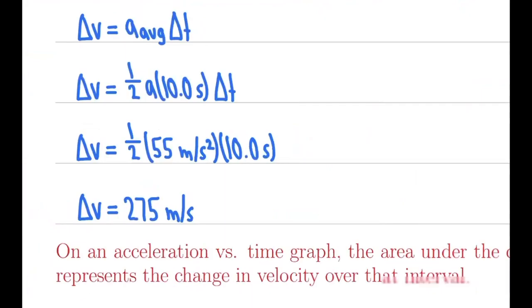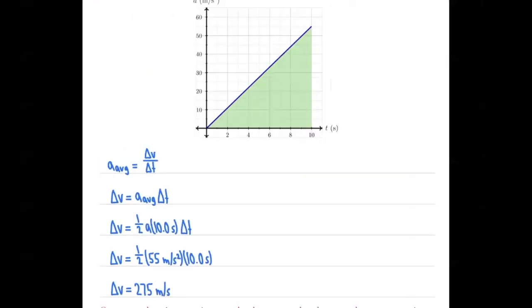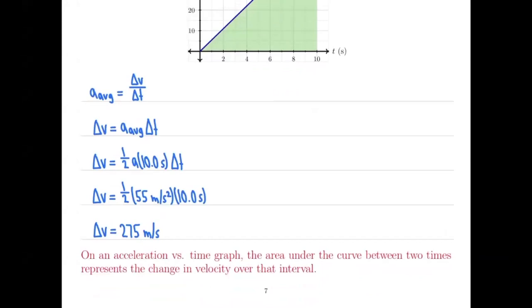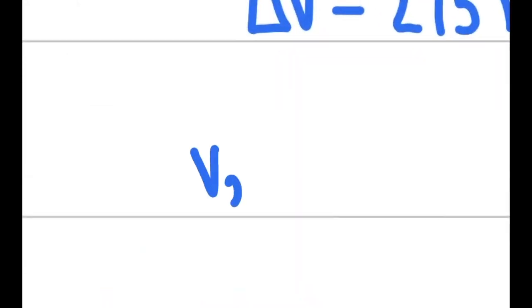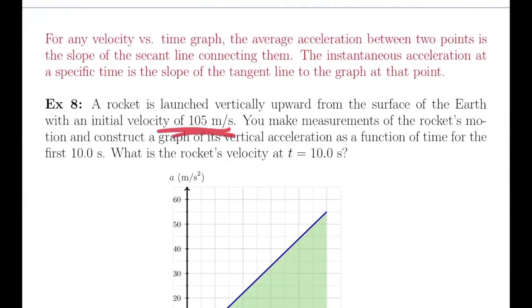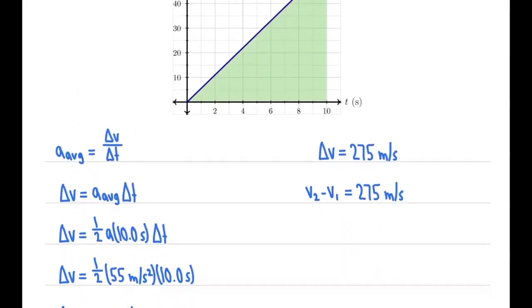Is that it? Is that what we wanted? The area under the curve is the change in velocity, but I want the velocity at 10 seconds. Change in velocity, let me move this here. It's final minus initial velocity. Well, we know the initial was like 105, right? Yeah, right here. Initial velocity is 105 meters per second.